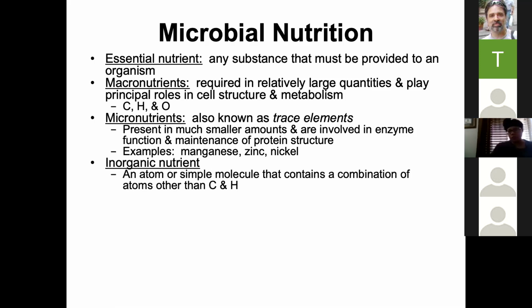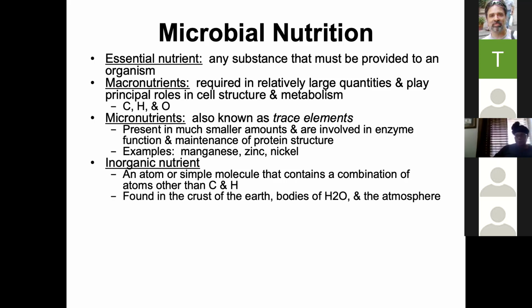So an inorganic nutrient is one that doesn't have carbon and hydrogen in it. That would be something like sodium chloride or calcium phosphate. They're found in the Earth's crust, in water, and in the atmosphere. And for an organism to have those inside of it to function, the organism needs to consume it, needs to eat it. Same way we get our minerals and our vitamins, we eat them in our diet.